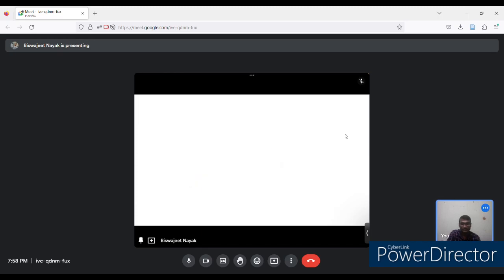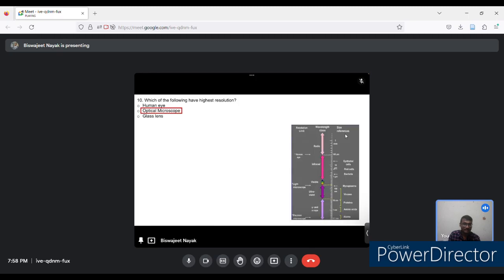Okay, which of the following has the highest resolution? From the figure itself we can see the human eye has a resolution of 100 micrometer. A light microscope can resolve up to 100 nanometer, and we're not talking about the electron microscope now, which can resolve even 0.1 nanometer. So the optical microscope is the answer, which will have the highest resolution, and its resolution is around 0.1 micrometer.